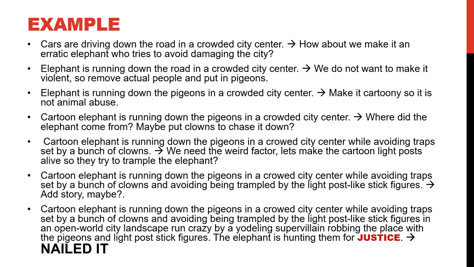So let's put a circus in. Let's put clowns to chase down the player elephant, and the player elephant is chasing down the pigeons who are in the city center. Of course, this is already something that might be funny, but let's make it a bit weirder. Let's make the light posts and other signs, living things, which are trying to trample or beat the elephant down somehow. So, okay, now we have a cartoon elephant who is running down the pigeons in a crowded city center while avoiding traps set by a bunch of clowns and avoiding being trampled and beaten by the light posts and all the signs and the other suitable objects of the city.